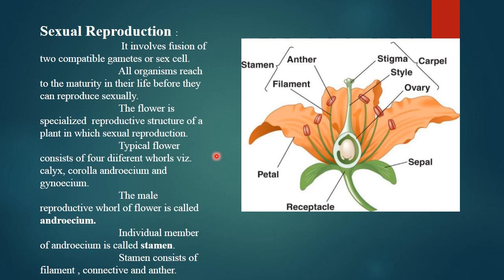It involves the fusion of two compatible gametes or sex cells. All organisms reach maturity in their life before they can reproduce sexually. The flower is the specialized reproductive structure of a plant in which sexual reproduction takes place. The function of the flower is to produce haploid gametes and for fertilization.